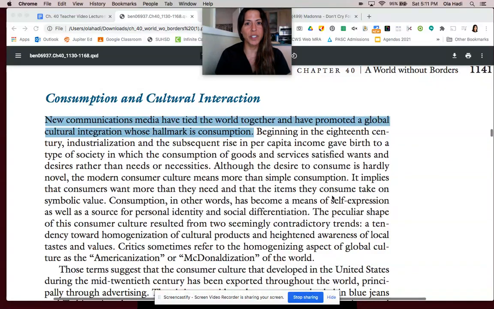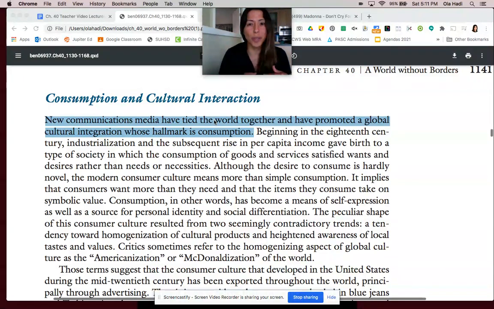I'm going to be using the Traditions and Encounters textbook, chapter 40, to help you learn about consumption and cultural interaction. So we're starting on page 1141. We're on consumption and cultural interaction. One of the things we've been studying is the diffusion of American culture and also how other cultures from around the world are impacting American culture.